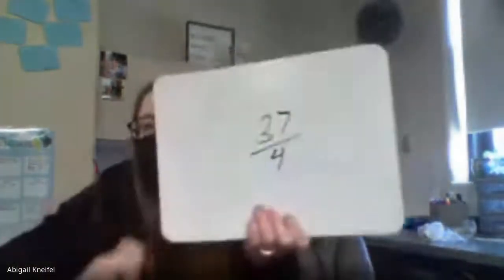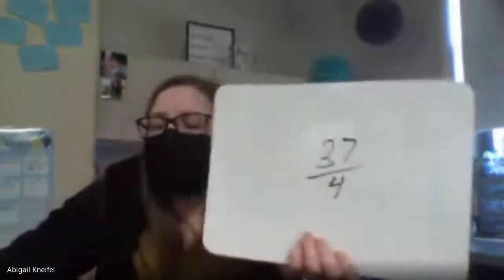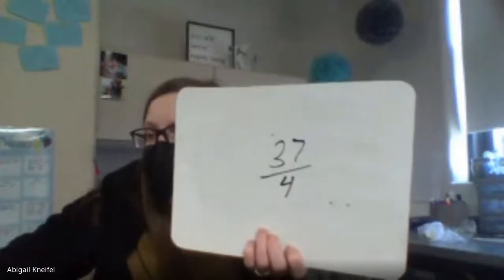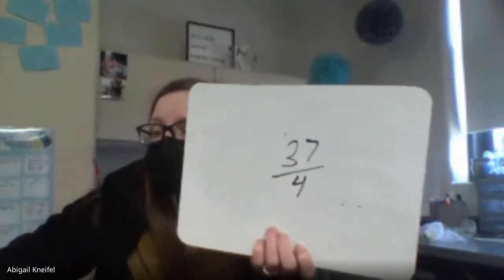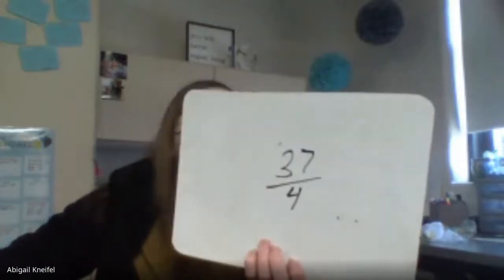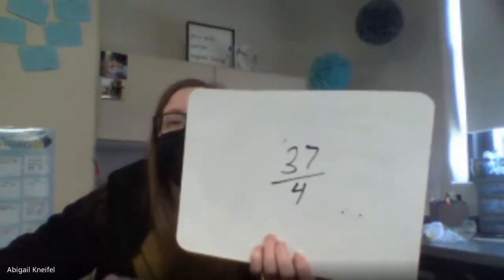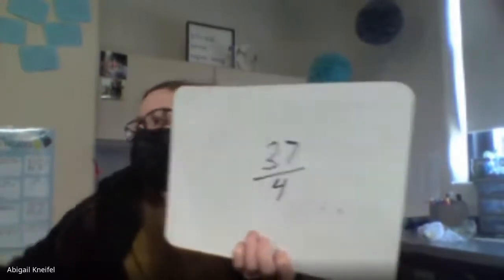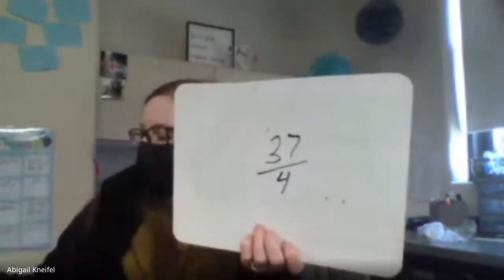All right, now I have an improper fraction. Turn it into a mixed number for me. We can't leave it 37/4 because that doesn't make sense. So what do we got to do?